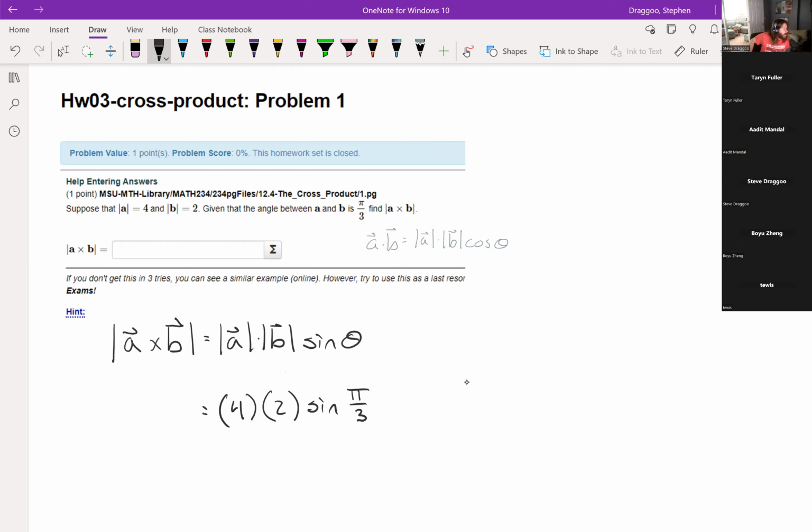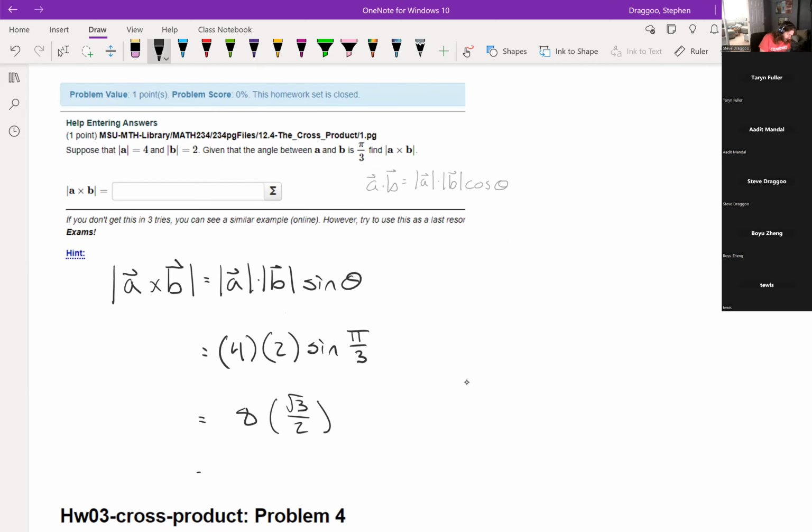So 4 times 2 times the sine of pi/3, that looks like 8 times the square root of 3/2, if you remember your values from the unit circle. And we can simplify that a little. Call it 4 times square root 3.